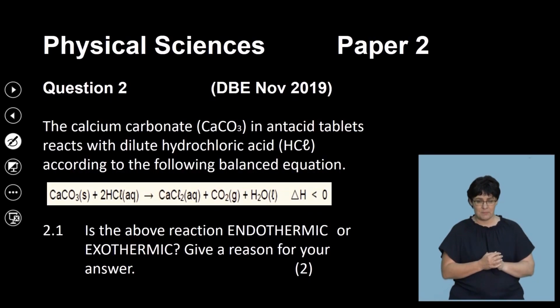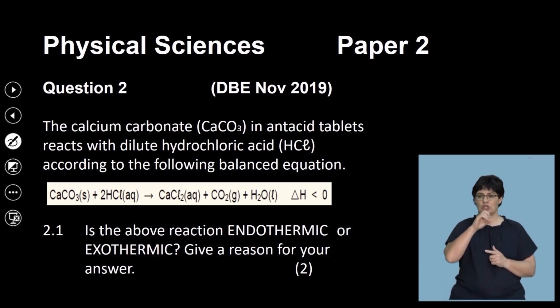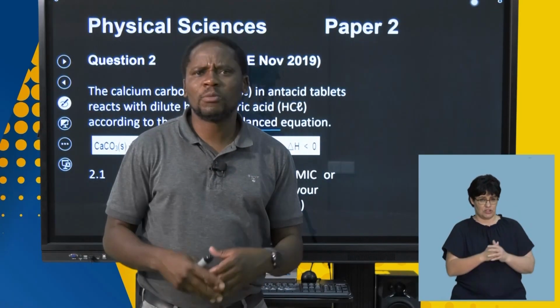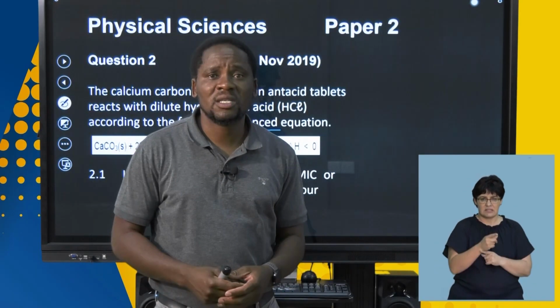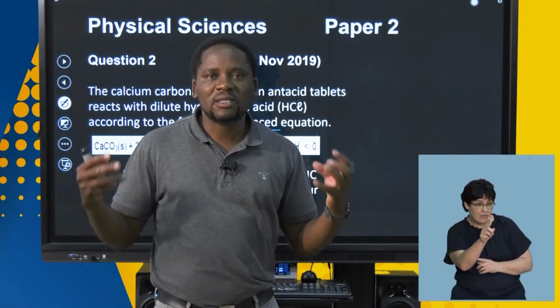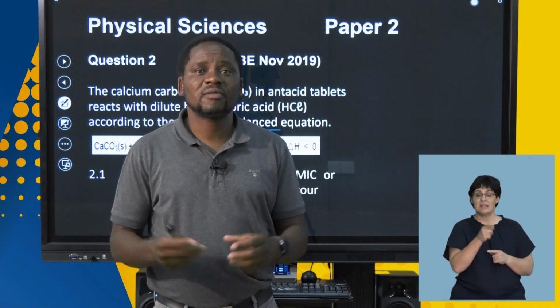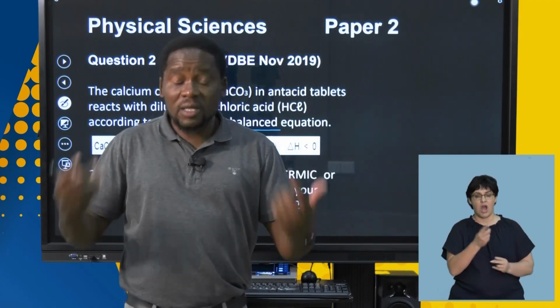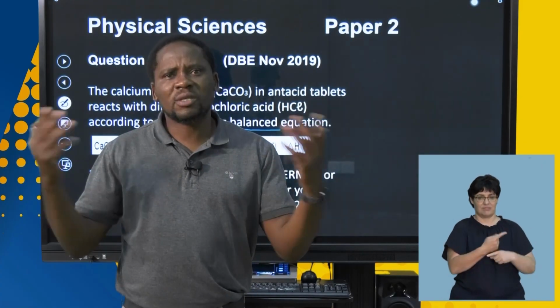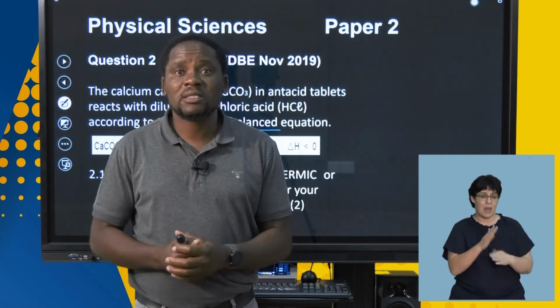Now, it says here, the calcium carbonate, whose formula is given in this case, is in an antacid tablet, and reacts with dilute hydrochloric acid according to the balanced equation. So the equation has already been balanced for us. There's so much fuss about the balanced equation of a reaction. Remember, if substances react with each other, they react in fixed proportion. From that, we are able to derive the stoichiometric ratio in which they react with each other, and then we can do some problems around that based on the balanced equation of reaction.